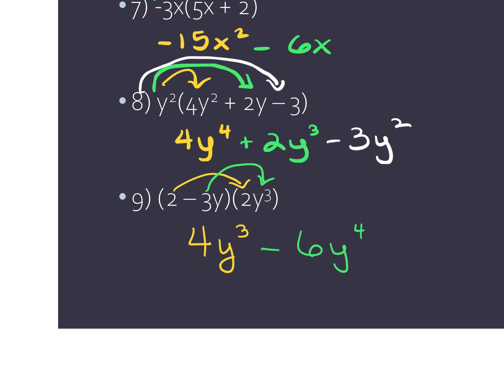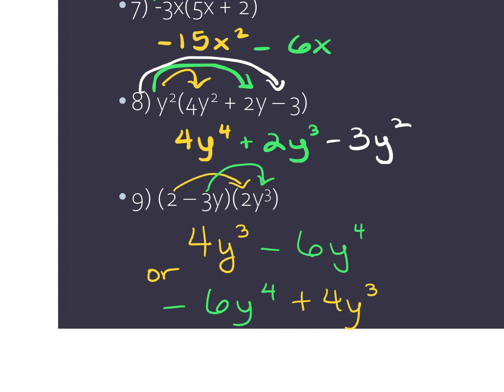But if the instructions say standard form, then you need to move the negative 6y to the 4th to the front, and then I would just put the 4y to the 3rd second. So again, if they don't specify, either answer is acceptable. But if it says standard form, then you have to write the second answer.